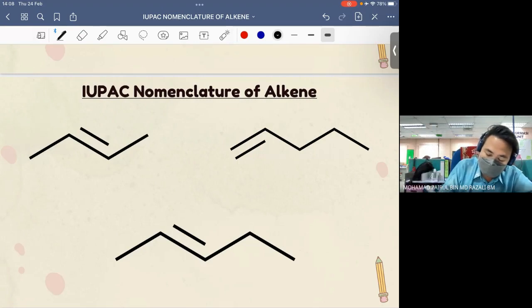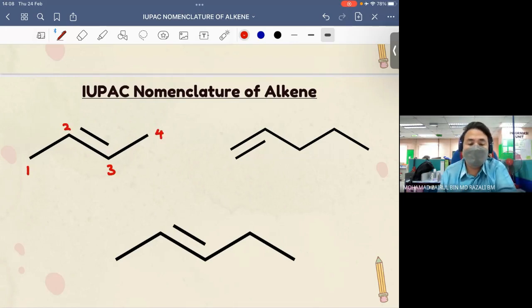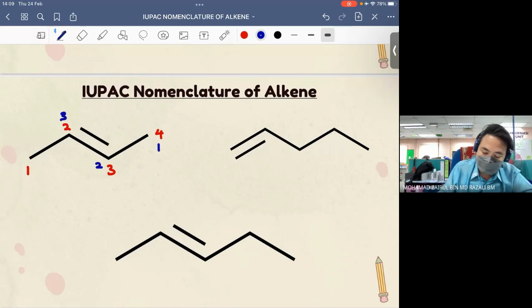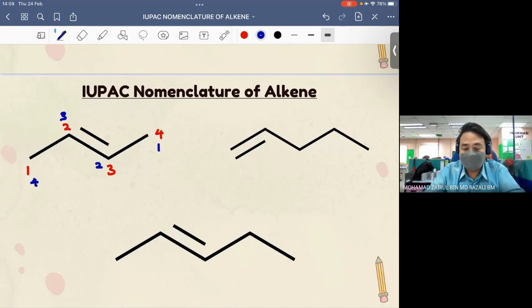So for example for this alkene, kalau saya start kira daripada belah kiri, so ni 1, 2, 3, 4. So the double bond will locate between carbon number 2 and carbon number 3. So kalau saya start kira dari sini, 1, 2, 3, 4. So double bond itu masih in between carbon number 2 and carbon number 3. So for this particular compound, from any direction pun, the double bond itu mesti akan dapat nombor yang paling lowest lah.